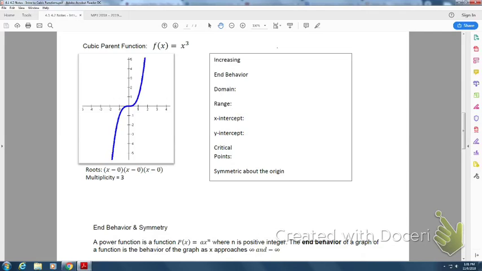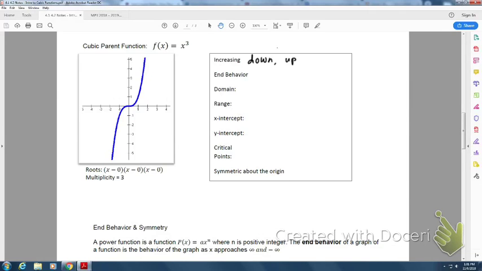Alright, increasing. If it is increasing, and I'm going to correlate this with the end behavior, it is coming from the bottom, and it ends up going up. So I want you to write down "up" right there, because it's coming from down here, and it ends up going up. So it's an increasing graph.